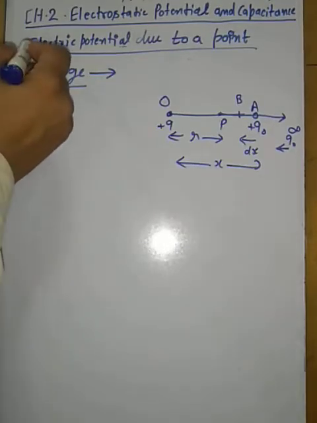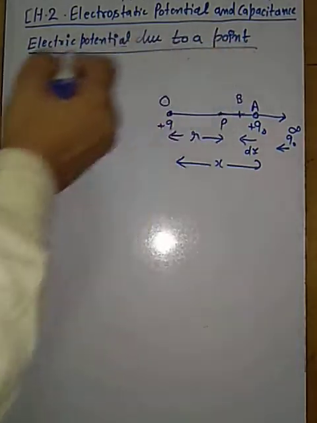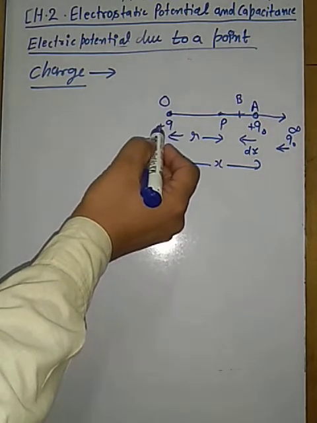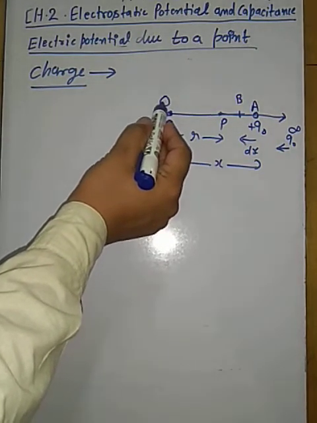Now the next point is electric potential due to a point charge. For this, consider a point charge plus Q at point O.